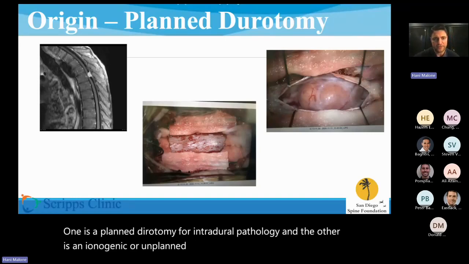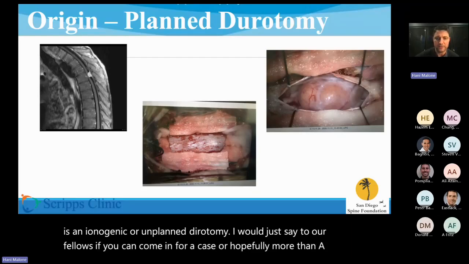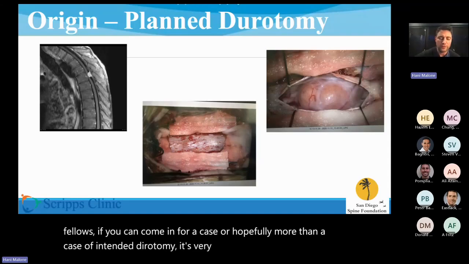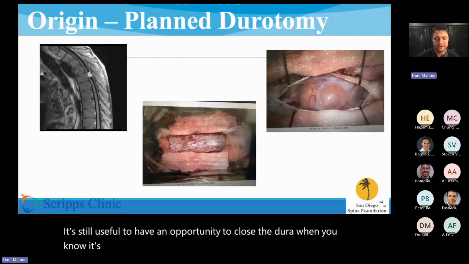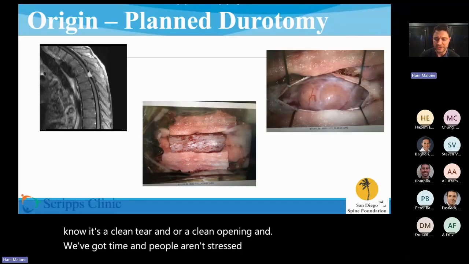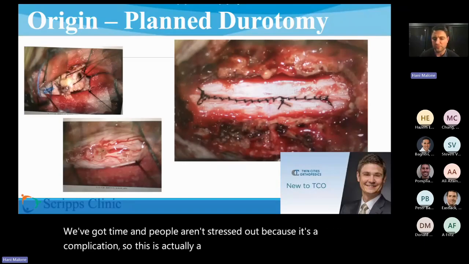I would just say to our fellows, if you can come in for a case or hopefully more than a case of intended durotomy, it's very useful. Whether or not you do it in your practice, it's still useful to have an opportunity to close the dura when it's a clean tear or a clean opening, and we've got time and people aren't stressed out because it's a complication.